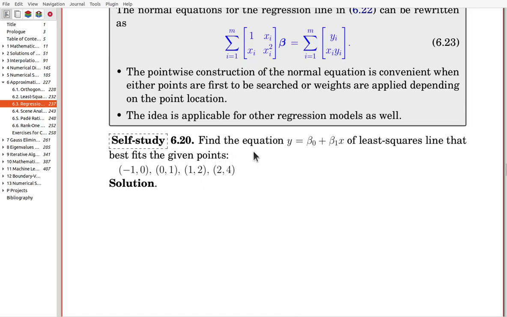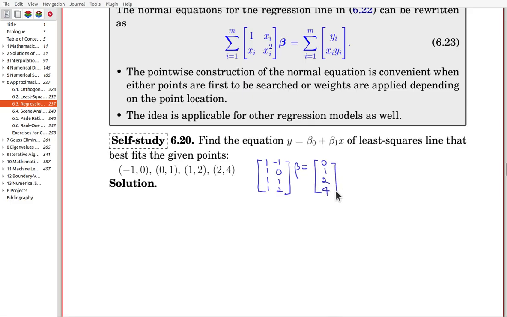This is a sample problem. Find the equation y = beta 0 + beta 1 x of the least squares line that best fits the given points. These are x values and these are y values. Here we get the original algebraic system. There are 4 points, so the first column of the information matrix is 1, 1, 1, 1. The second column is the x values: minus 1, 0, 1, and the last x value is 2. Then we have the parameter vector, and the right side is the collection of y values: 0, 1, 2, 4.